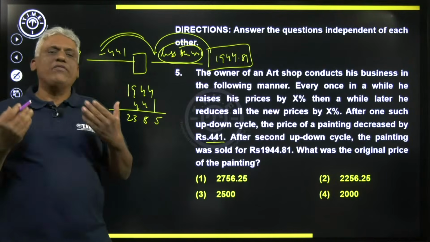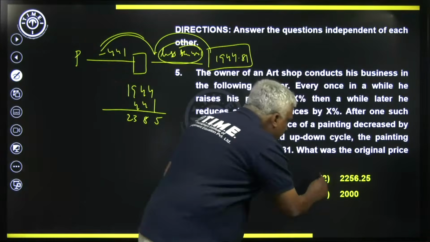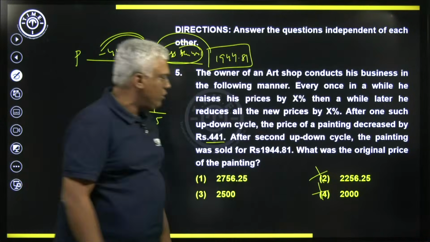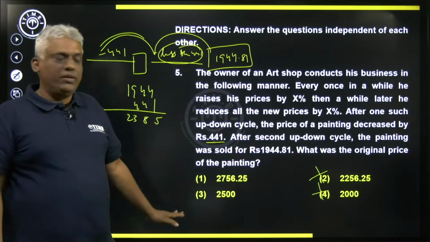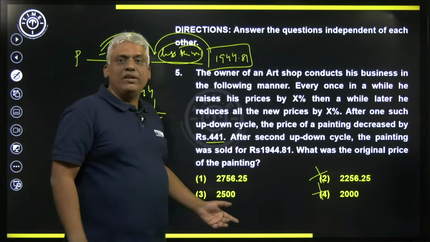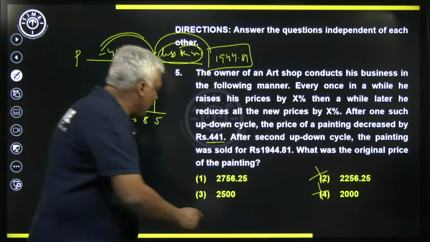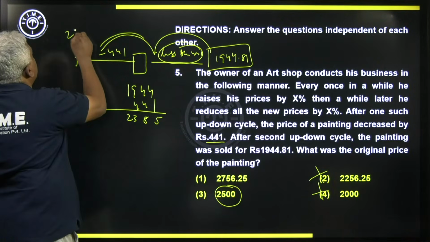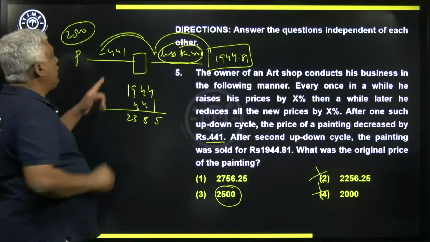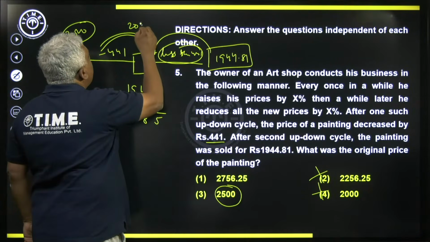And we still have to add this, right? So the answer will definitely be more than 2385. So it can't be 2256, it can't be 2000. These two options are gone. Now two options are left. It's better to take 2500 because this is a good number. Let's try 2500. If 2500 is the normal price, after one decrease of 441, the price will become 2059, right?